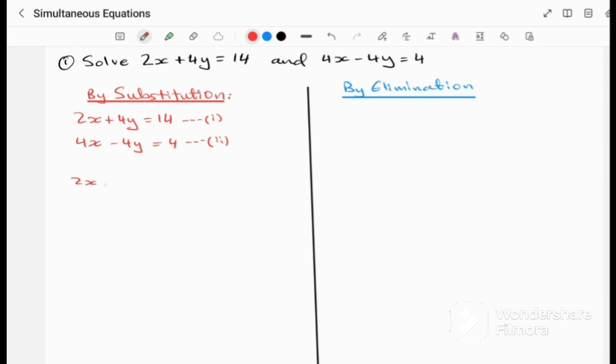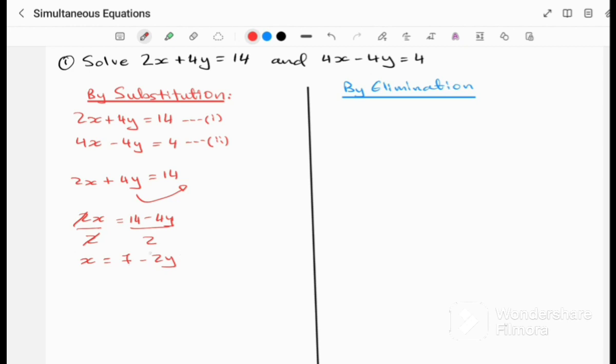So we have 2x plus 4y is equal to 14. In this method, we're trying to find x in terms of y first. So we're going to move everything on the other side of the equation and isolate x. So we're going to move 4y to this side. So we're left with 2x is equal to 14 minus 4y. And then we're going to divide both sides by 2. So we're left with x is equal to 7 minus 2y. Now we have x in terms of y.